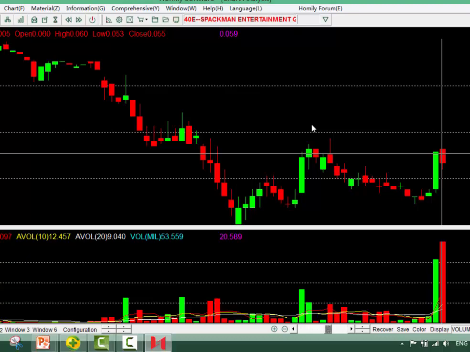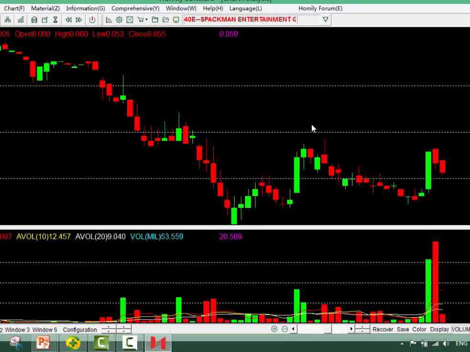Because we know that if we buy at this price, the price is 0.066. So we should sell if the high price is 0.066. So you can keep the price in the morning. So maybe you can sell. Then we can see this one. We can see the volume. The volume is bigger than the previous. So what's the meaning?